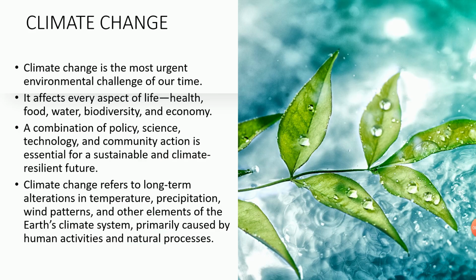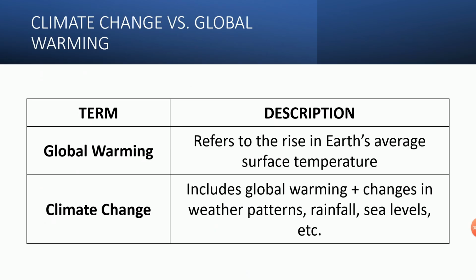So this affects every aspect of life: health, food, water, biodiversity and economy. Because of this, a combination of policy, science, technology and community action is essential for a sustainable and climate resilient future. So climate change refers to long-term alterations in temperature, precipitation, wind patterns and other elements of the Earth's climate system, primarily caused by human activities and natural processes.